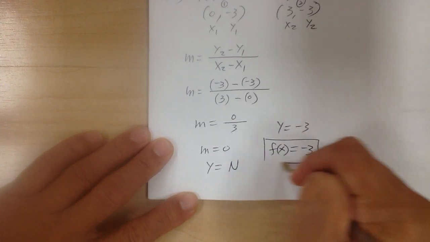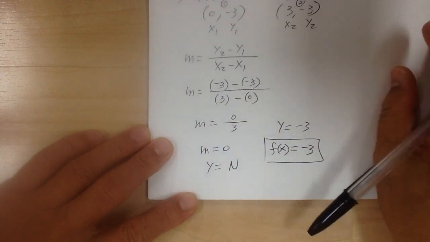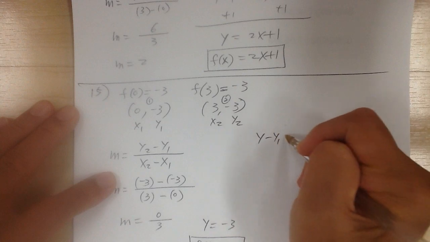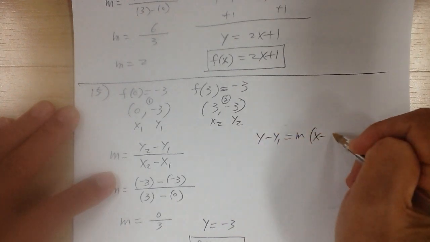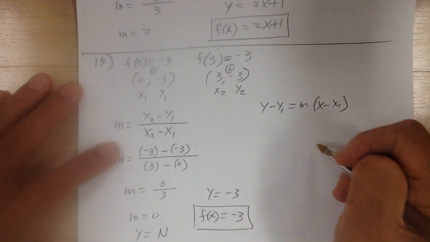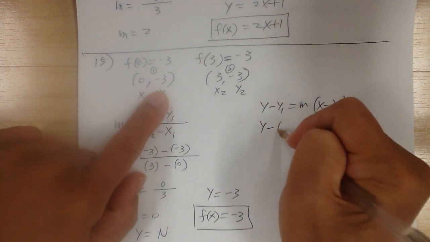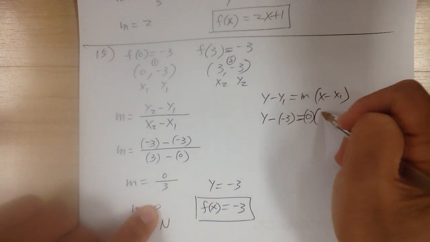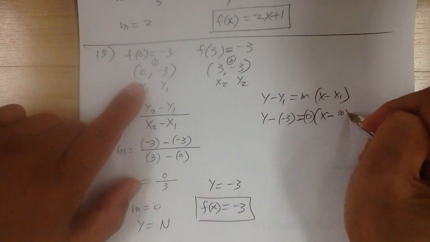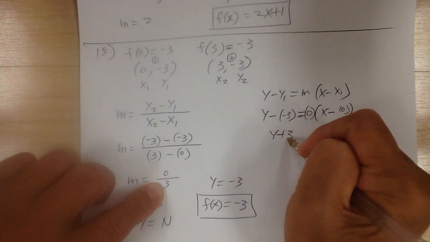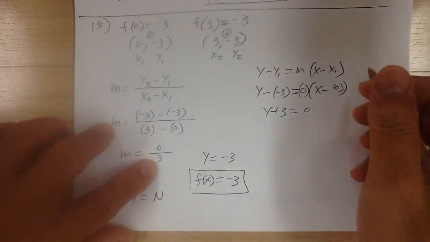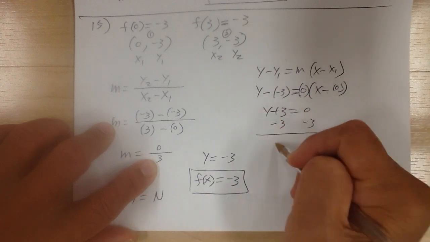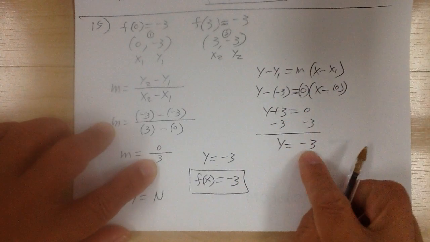Now, if you don't catch that, you just go ahead and walk it through. So if you got y minus y1 equal to m times x minus x1, you're going to get y minus negative 3 equal to slope 0 times x minus 0. So you're going to get y plus 3 equal to 0, because 0 times anything is 0. So you got y equal to negative 3, and you get the same answer.